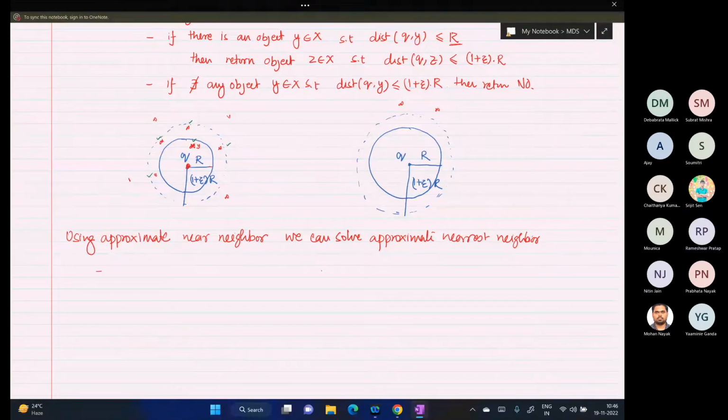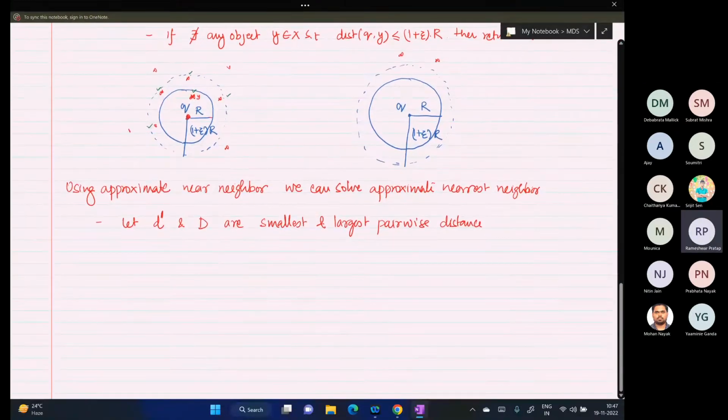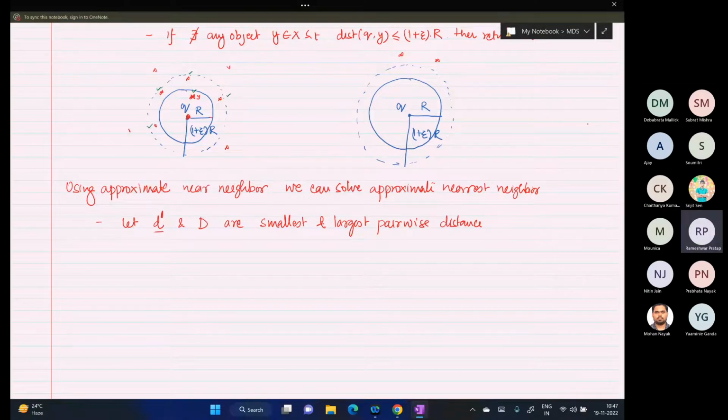Suppose we have some information about the input. Suppose we know the closest pairwise distance and the largest pairwise distance. Let d prime and D be the smallest and largest pairwise distance. What do I mean by this? The closest distance between any pair of points in the data set is d prime, and the largest distance between any pair of points is, say, capital D.